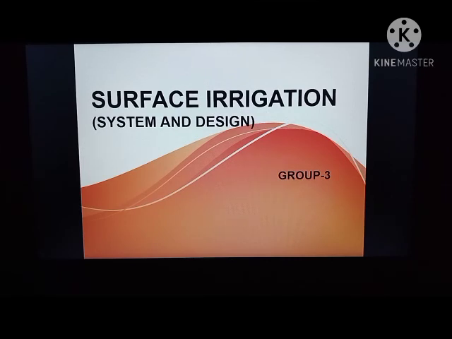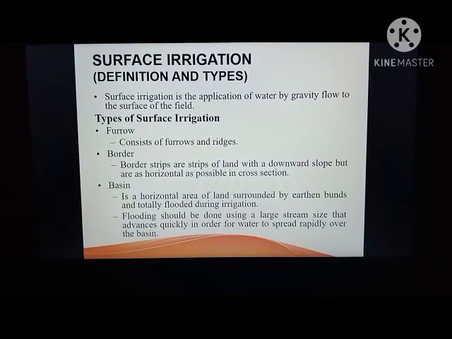We are discussing surface irrigation. Surface irrigation is the application of water by gravity flow to the surface of the field. There are 3 types of surface irrigation: the furrow, border, and basin. The furrow consists of furrows and ridges. The border is a strip of land with a downward slope but as horizontal as possible in cross-section. The basin is a horizontal area of land surrounded by earthen bands and totally flooded during irrigation.